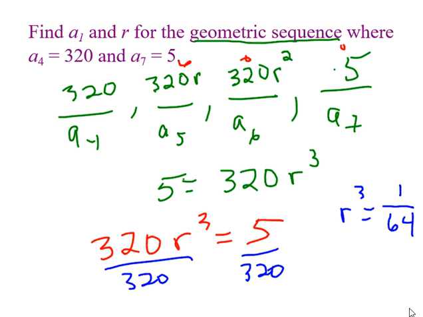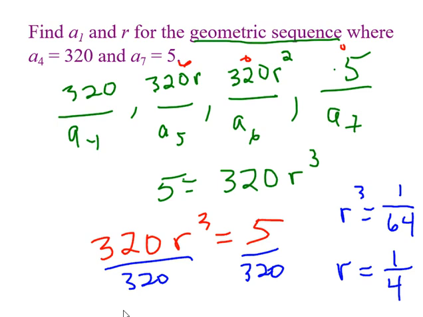So what does that mean r was? Well, what cubed is 64? That would be 4. And what cubed is 1? That would be 1. You could also use your calculator. But what I know is that my common ratio is 1/4. And then I could use that common ratio and work backwards to get to A1. I could use a formula to get to A1.